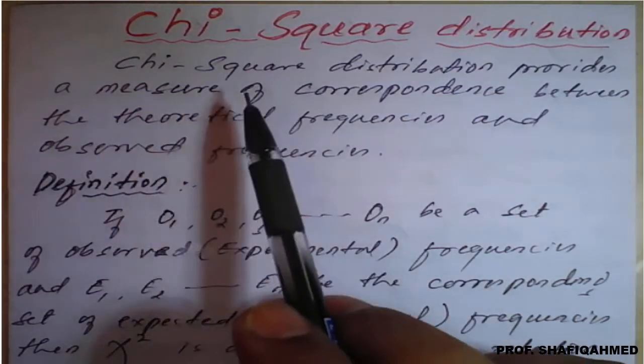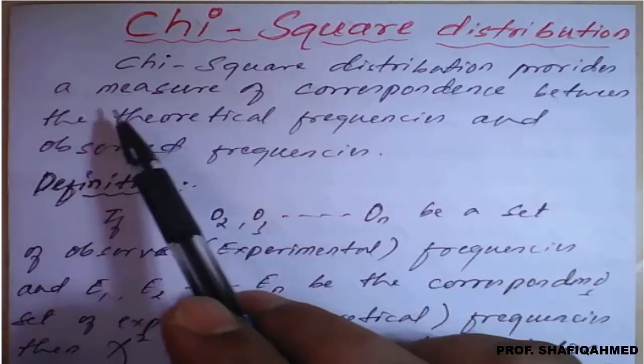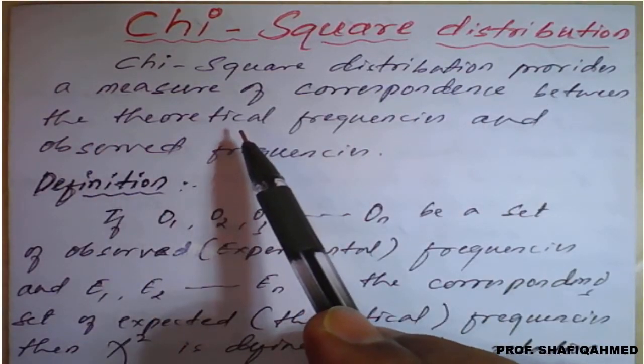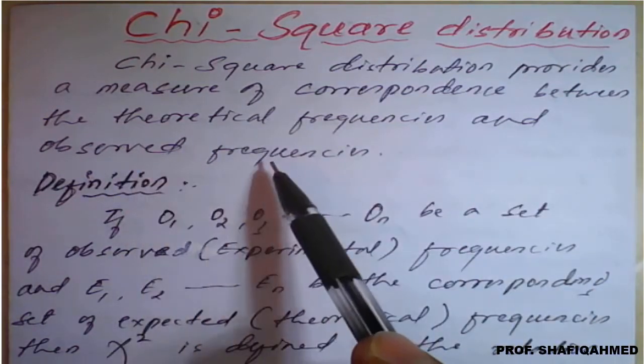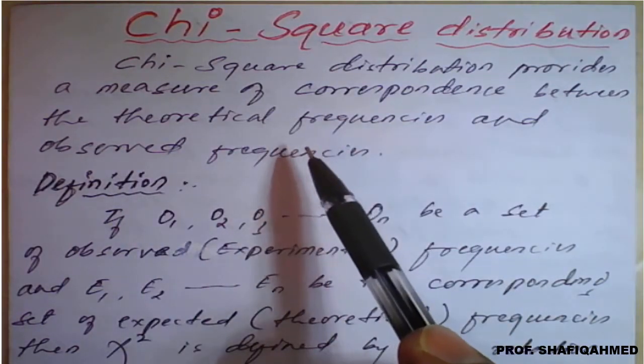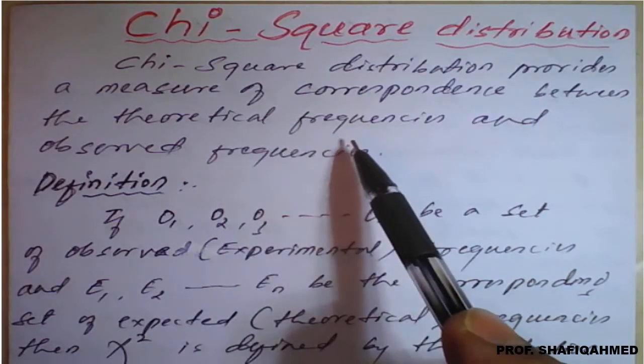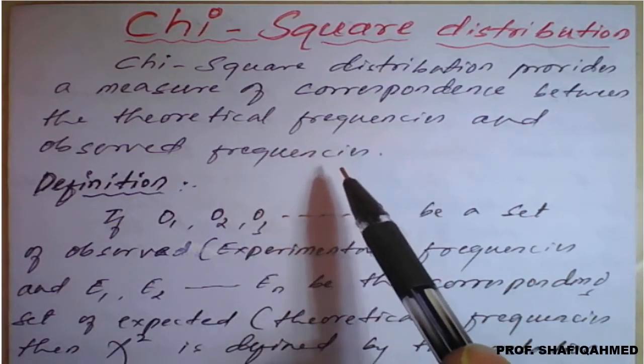Chi-square distribution provides a measure of correspondence between the theoretical frequency and the observed frequency. So here, they will give the observed frequency. We need to calculate the theoretical frequency, then we need to work out this.